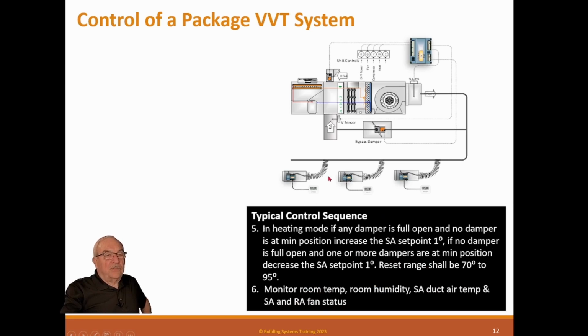Now these here also can have reheaters on them if you need them. Typical control sequence in the heating mode: if any damper is full open and no damper is at minimum position, increase the supply air set point 1 degree. If no damper is full open and one or more dampers are at minimum position, decrease the supply air set point 1 degree. Reset range should be from 70 to 95.